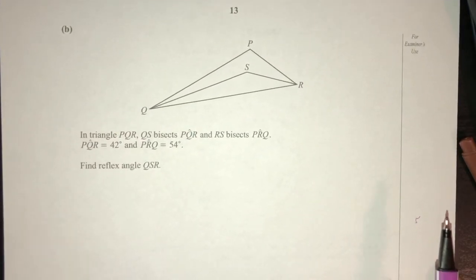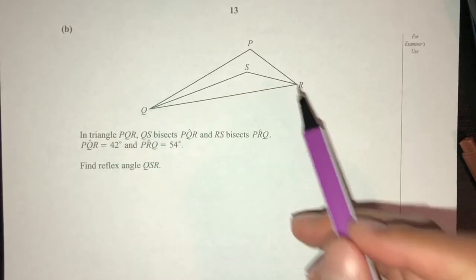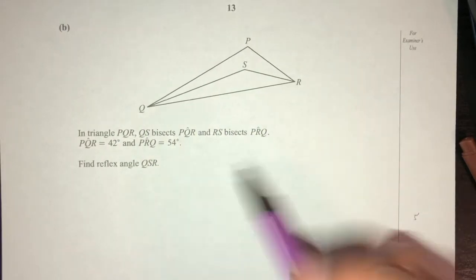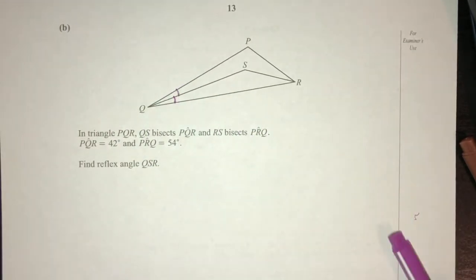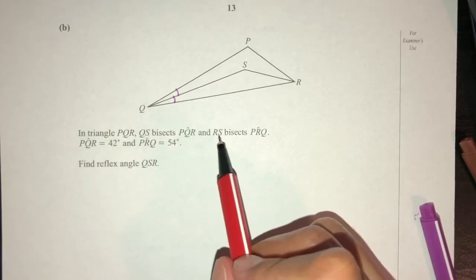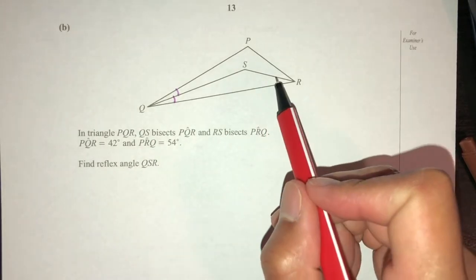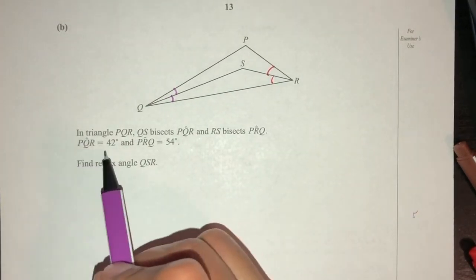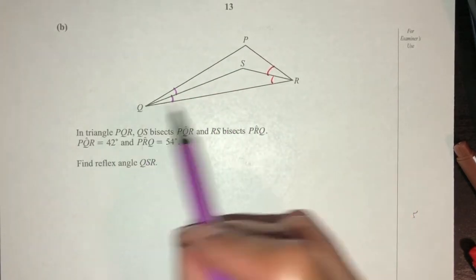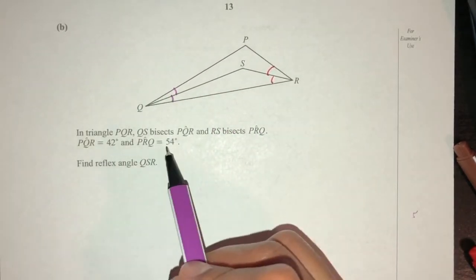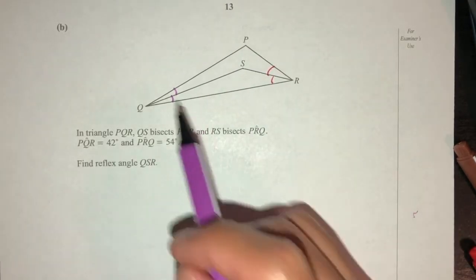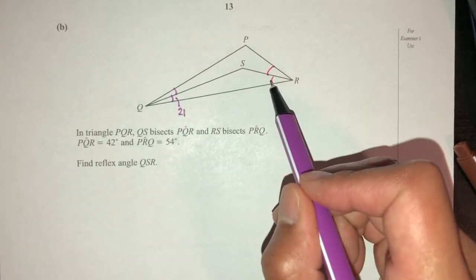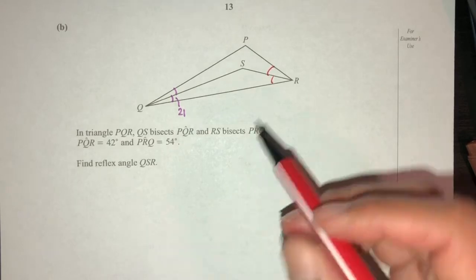Here we have in triangle PQR, QS bisects PQR, so QS bisects PQR means that these two angles are the same. Now we have RS bisects PRQ, so these two angles are the same as well. Okay, now it says PQR is 42, and PRQ is 54. So what is the size of one of them? One of them will be equal to 21, and one of them will be equal to 27.